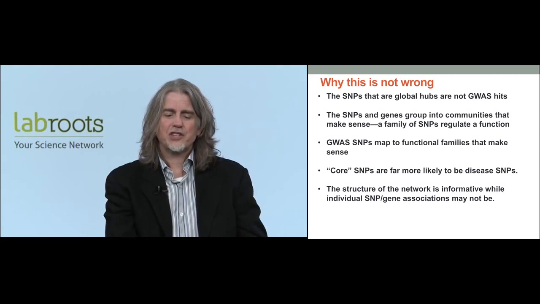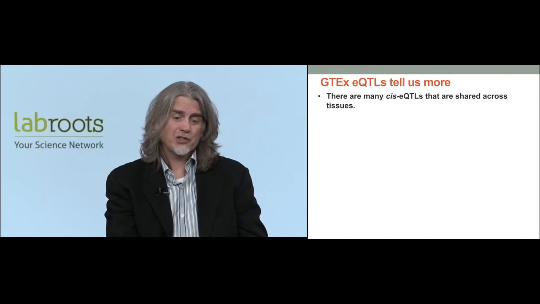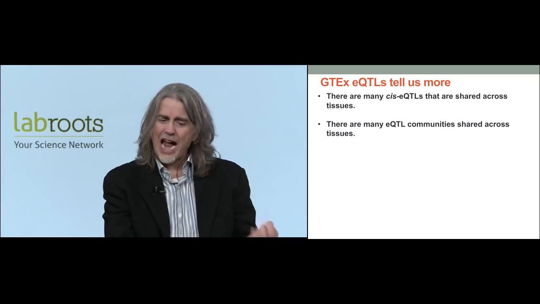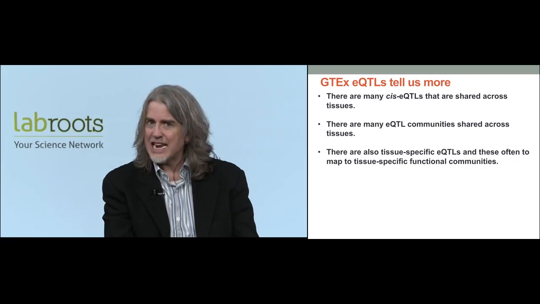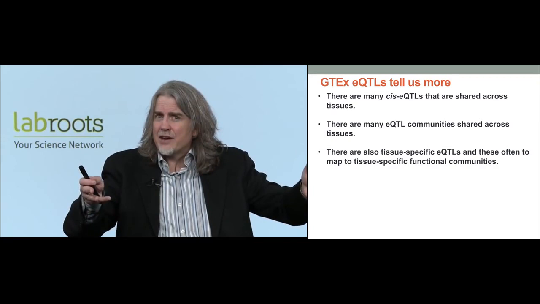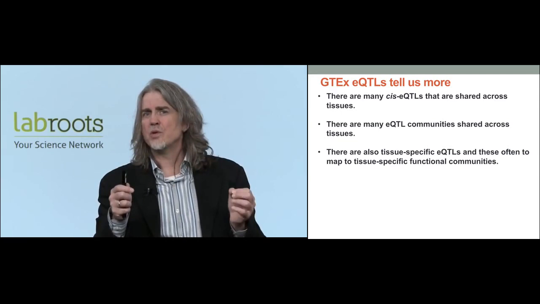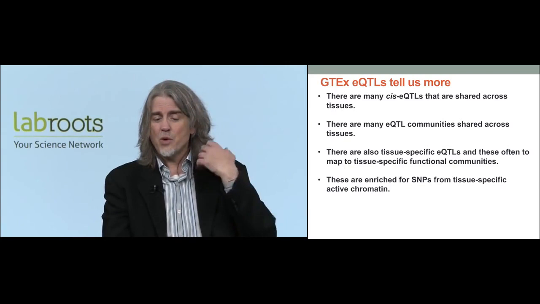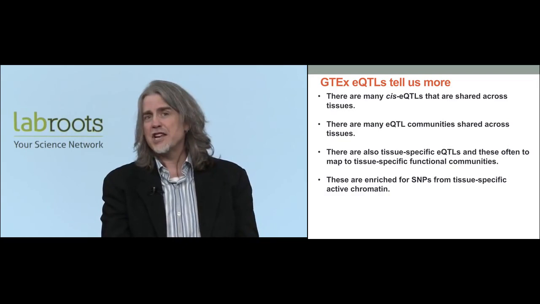But I think the GTEx data goes beyond what we learned from our starting point, and that is that while there are many cis SNPs and cis eQTLs that are shared across multiple tissues, there are actually many eQTL communities that are distinct and unique to individual tissues. So while most of the cis SNPs are shared, there are some unique ones, and they're unique trans SNPs. And what those do is they organize the network differently, but in meaningful ways in each individual tissue, creating tissue-specific functional communities. When we look at these, what we see is these tissue-specific functional communities are enriched for SNPs that come from tissue-specific active chromatin.